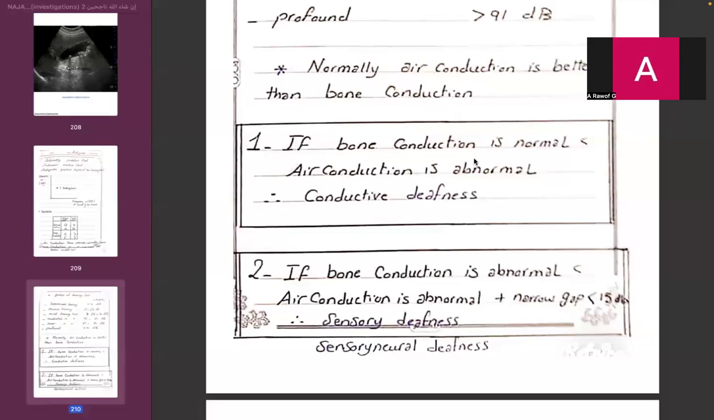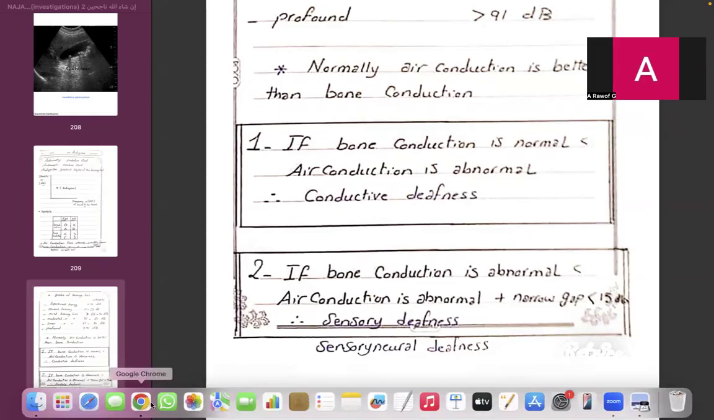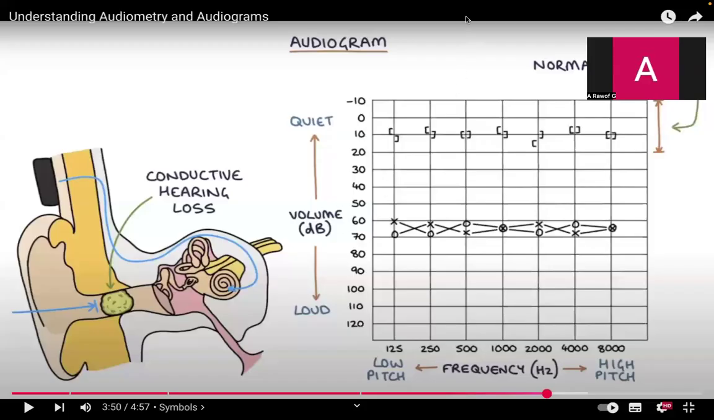So, if bone conduction is normal and air conduction is abnormal, then this is conductive deafness. For example, here, the bone conduction, which is represented by open and closed square brackets, is normal. It is lying within the 20 decibels here. That means the bone conduction here is normal.